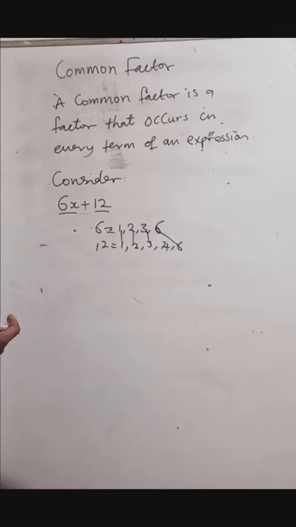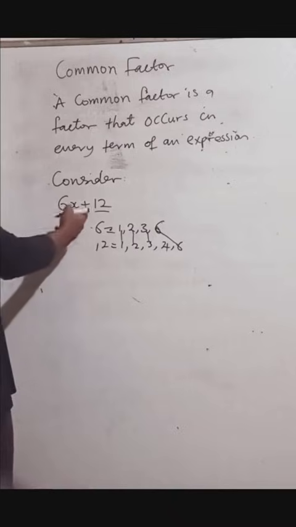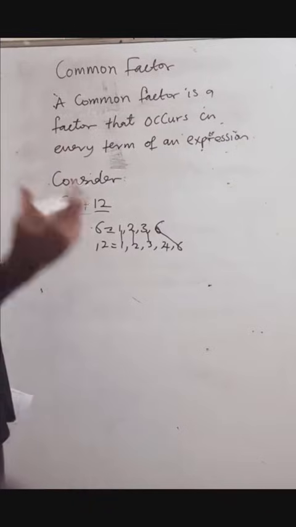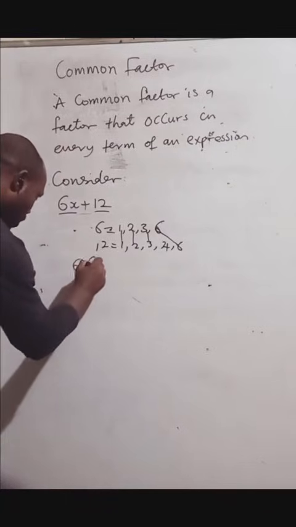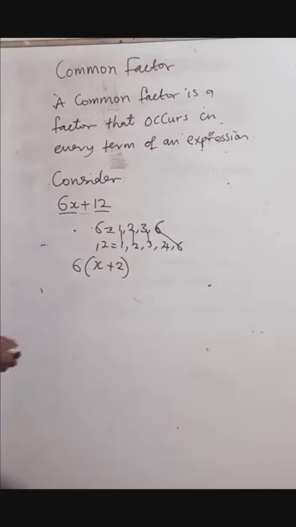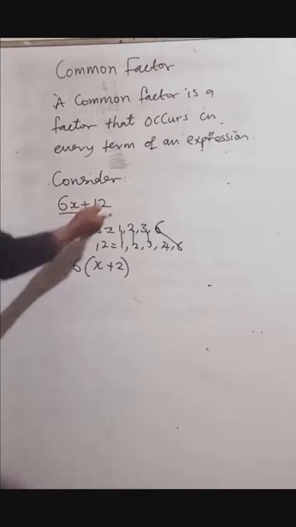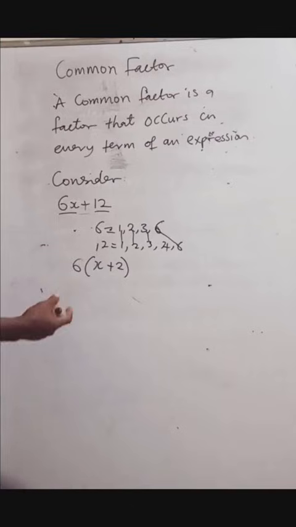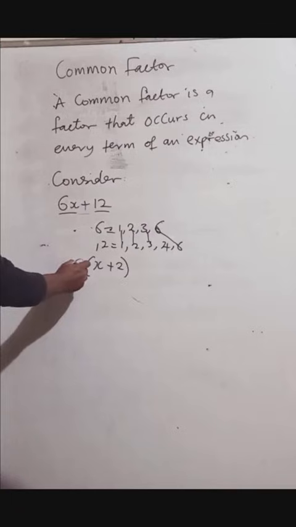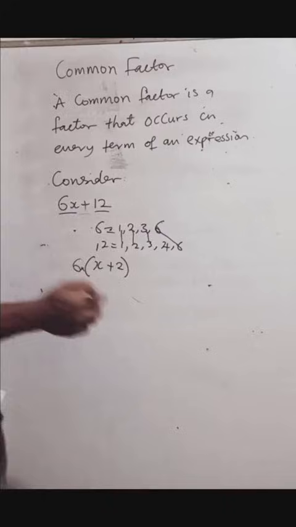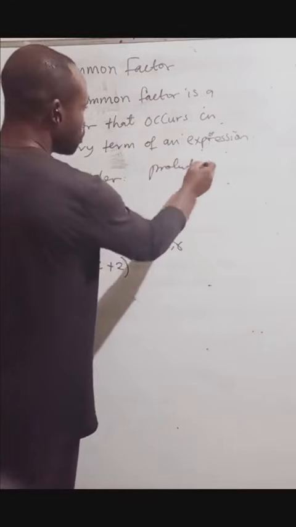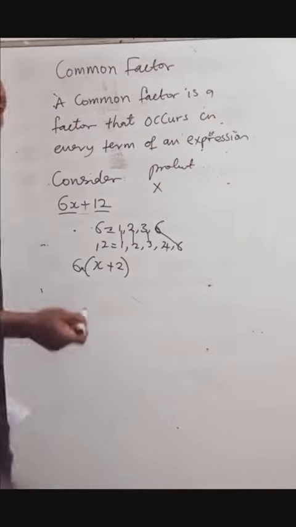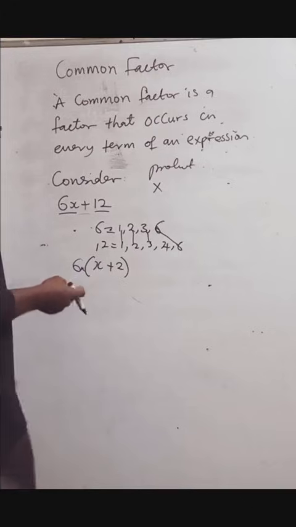So what do we do? If we are asked to simplify this expression, 6x plus 12, for example, it is correct for us to express it as 6 multiplied by x plus 2. So this is a simplified version of 6x plus 12. Now you can see that we have been able to express 6x plus 12 as a product of 6 and x plus 2. What's the meaning of product? Product simply means multiplication.